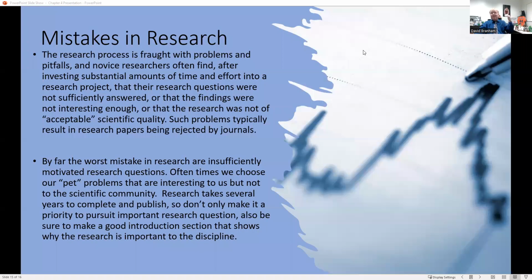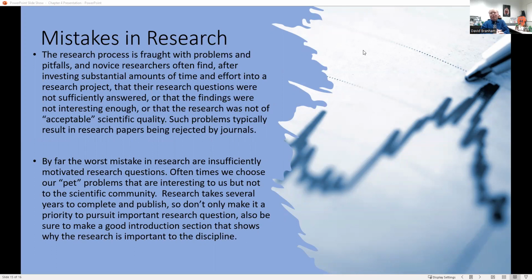Mistakes made in research. The research process is fraught with problems and pitfalls, and novice researchers often find, after investing a whole lot of time into doing research, that they have made mistakes, and it's created an impossibility for them to have a successful research project.